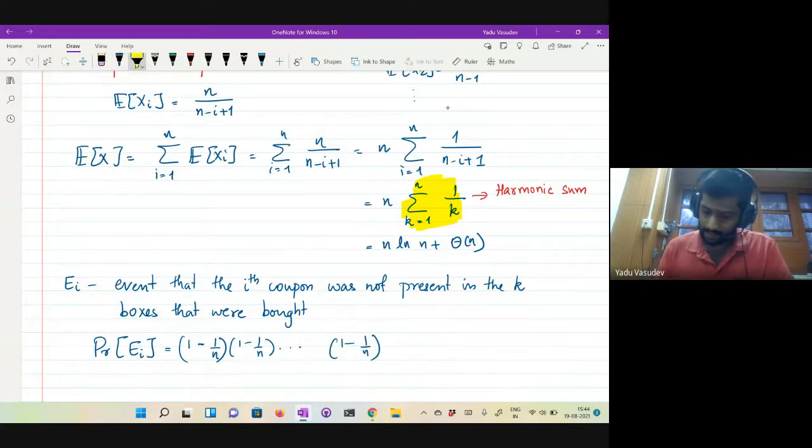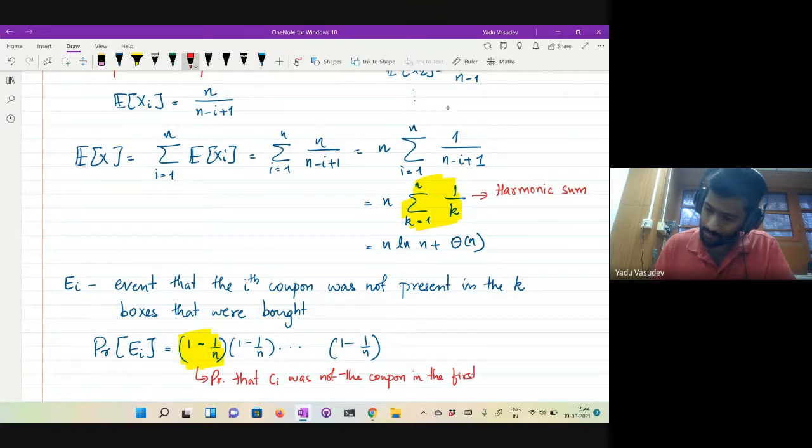Basically, this is the probability that C_i was not the coupon in the first box. Right? Similarly, you multiply it because the coupons are distributed independently and uniformly at random into the boxes. Right? So you can just multiply them together. Okay. So this is nothing but (1 minus 1 over n) to the k.